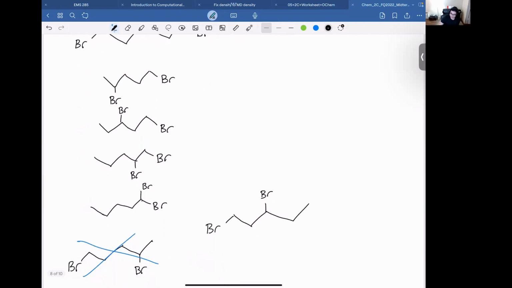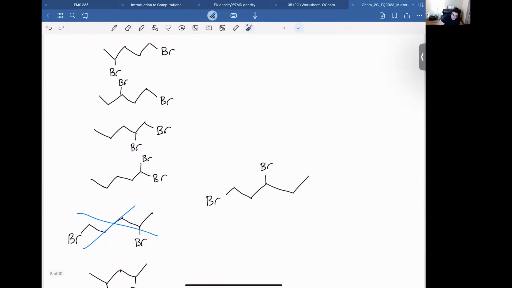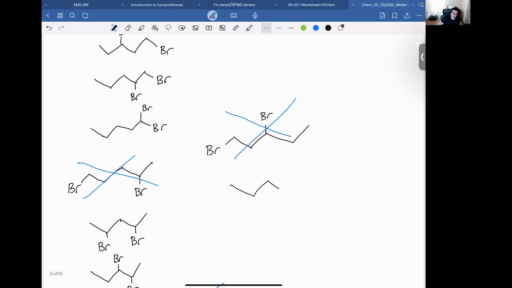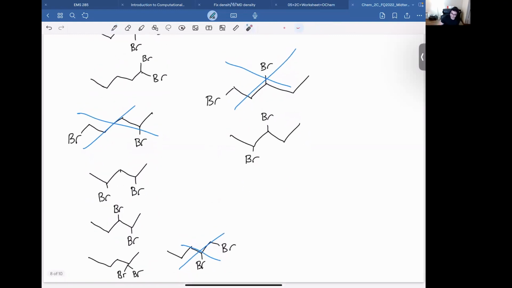Did I count this correctly? 1, 2, 3, 4, 5. Yeah. It is going to be the same as this one over here, this isomer, just again flipped. So I'm not going to count this one. The carbon chain again. I have this one. This is not one I have seen yet. So actually, it might be. It is. It's that one. So I have already seen this one.